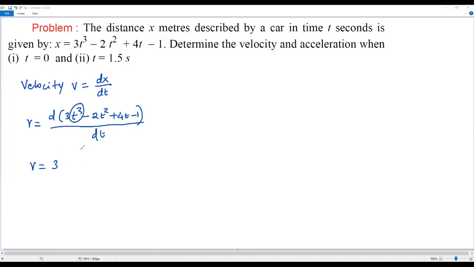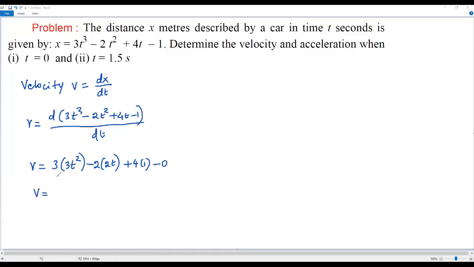So the derivative of t cube with respect to t is 3t square. And here the constant negative 2 is multiplied by the variable. Let's keep the constant negative 2 as it is. The derivative of t square with respect to t is 2t. And here the constant 4 is multiplied by the variable. Let's keep the constant as it is. The derivative of t with respect to t is just 1. And negative 1 is a constant, so it will become 0. The derivative of any constant is 0.